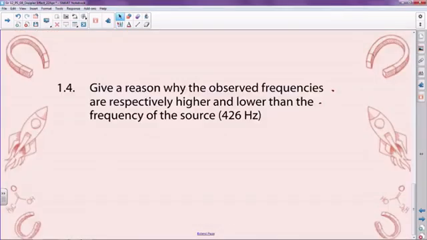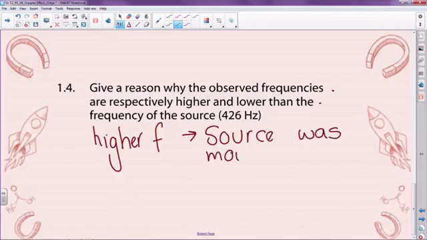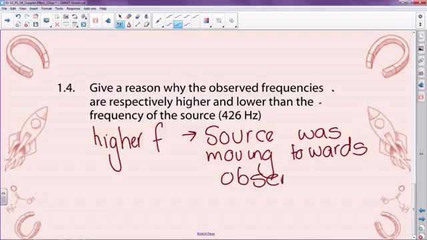Now, the last question said, give a reason, why the observed frequencies are higher and lower than the source frequency. Now here, this is about being able to tell me, for example, that the higher frequency was because the source was moving towards the observer. Okay, so the source, let's make it an S, the source was moving towards the observer. Did I spell that right?